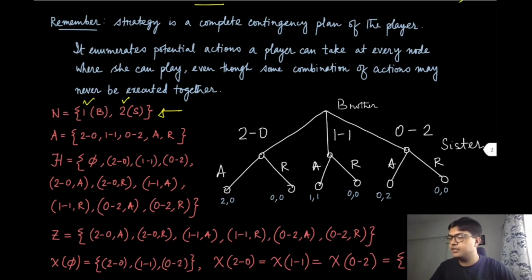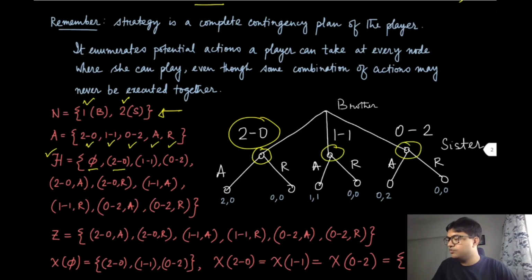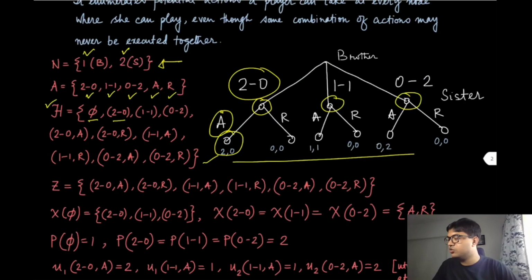Now the action sets: the possible actions are 2 0, 1 1, 0 2, and accept or reject. This is essentially taking the union of all possible actions that are available inside this game. Now you know the histories. Of course, the null history is the 0th history from which the game starts. Then you have the histories of 2 0, that is the first level of this game. So this history is represented by 2 0. Similarly, 1 1 and 0 2. And then you have the terminal histories, which are 2 0, comma A. Once you take that, you reach this particular terminal history. Similarly, 2 0, comma R, and so on, filling up the rest. Now we are just taking all these terminal histories, all these nodes at the end, and calling that the set of terminal histories.